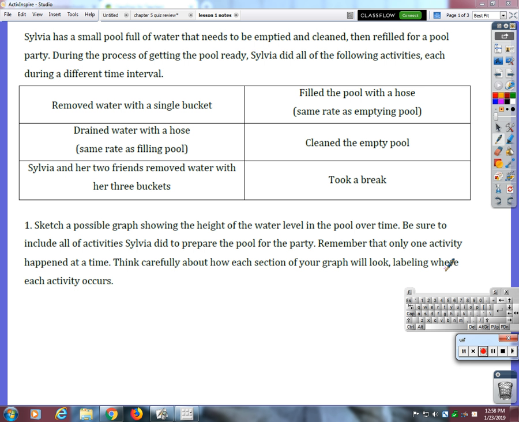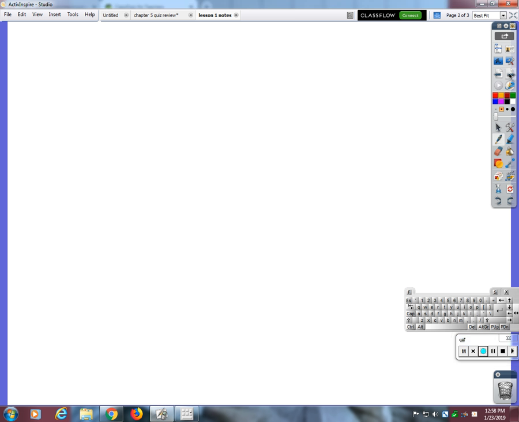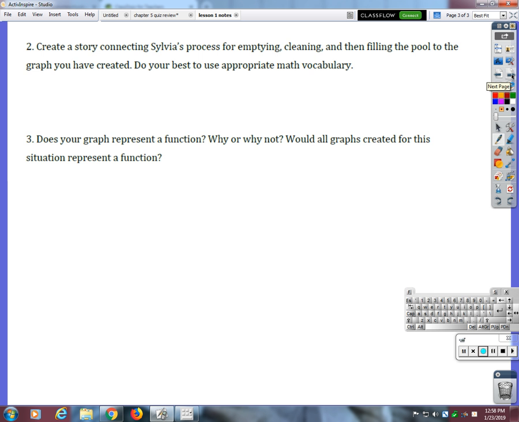All right, so this is what we started with, where Sylvia had a pool that needed to be emptied, cleaned, and then refilled. We had the different stages. And then you guys came up with a graph on your own, and we had a story.